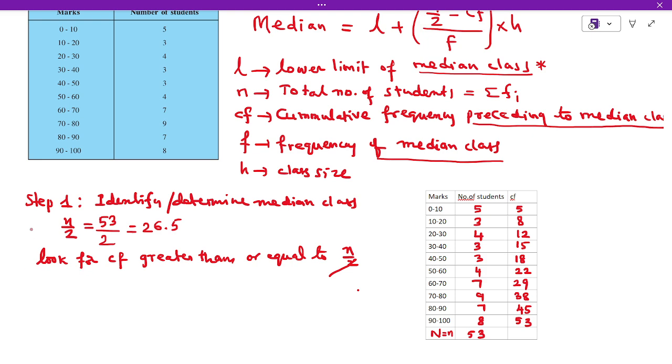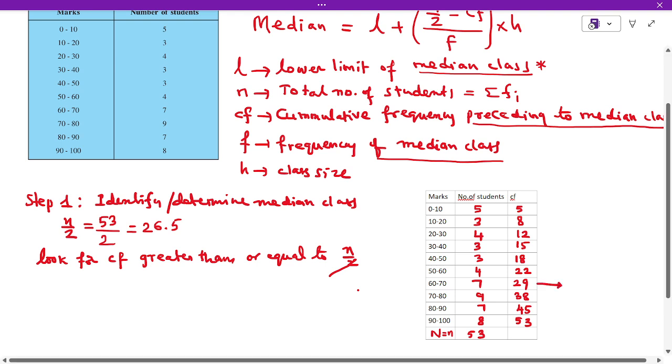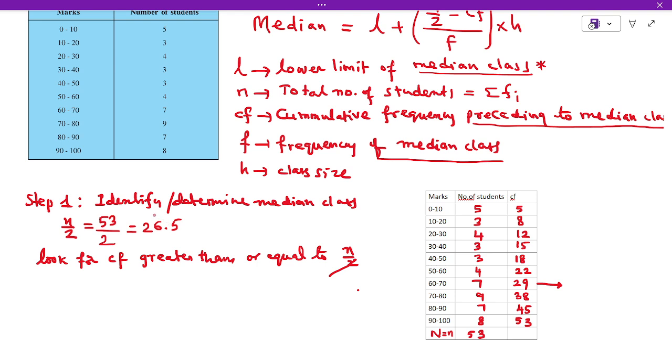Now, what I said in step 1: whenever you want to find the median class, first find n by 2, so that is 26.5. Then look for the CF that is greater than or equal to n by 2. Now here are all the CF values. Tell me which CF value is greater than 26.5. This one, right? So after finding n by 2, you find the value in the CF which is just after 26.5. That is the simple way to remember: just after the n by 2 value.